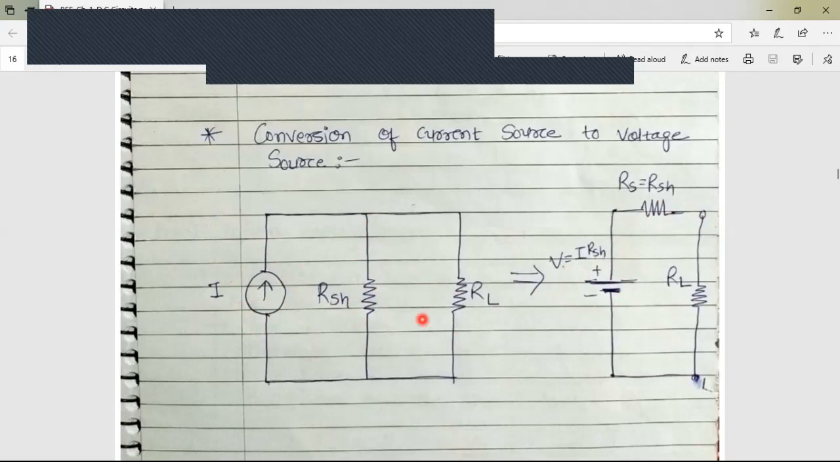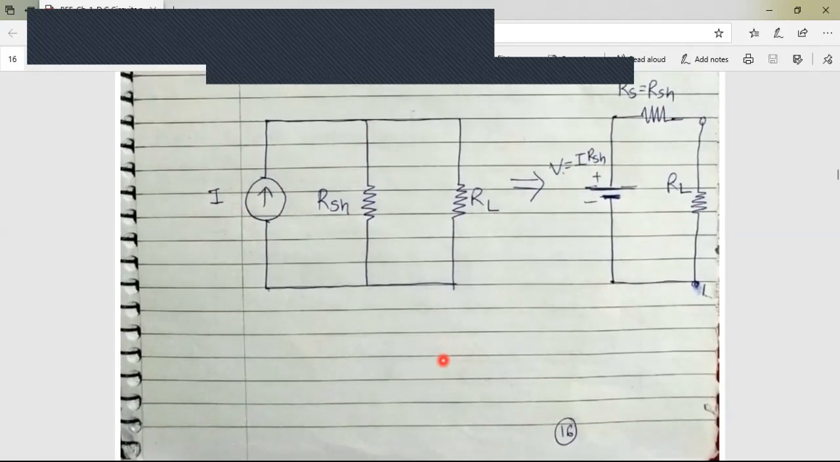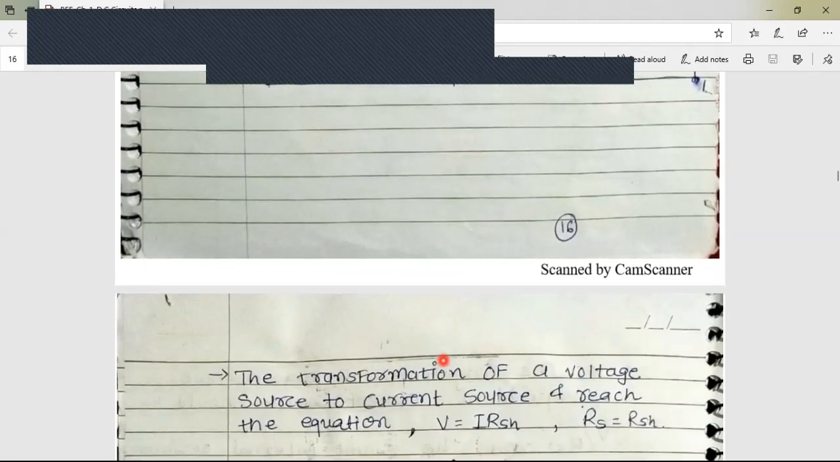Okay. Now we'll see the numericals based on this source transformation.